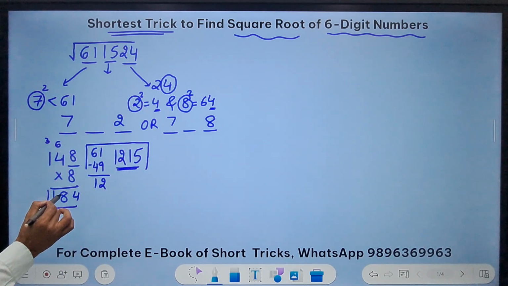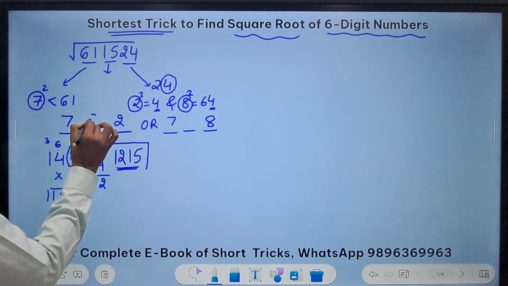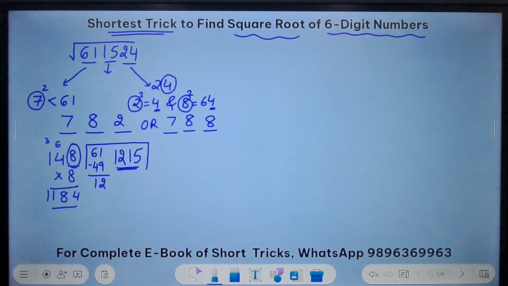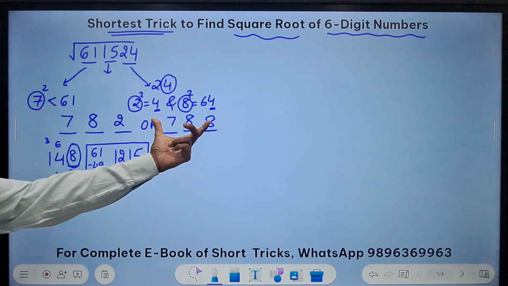So which number did I choose? I chose 8 here, and therefore the middle digit is 8. So now I have two possibilities. Either 782 is my answer or 788 is my answer.